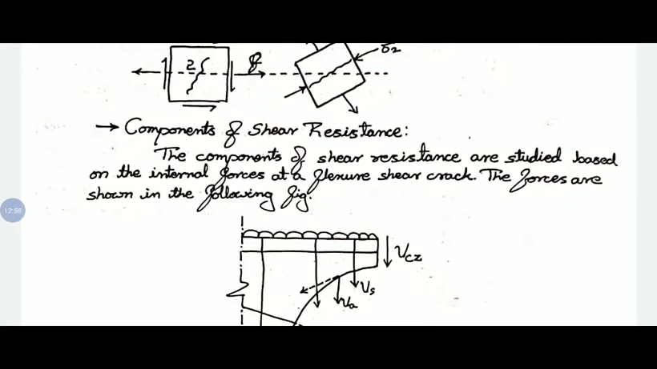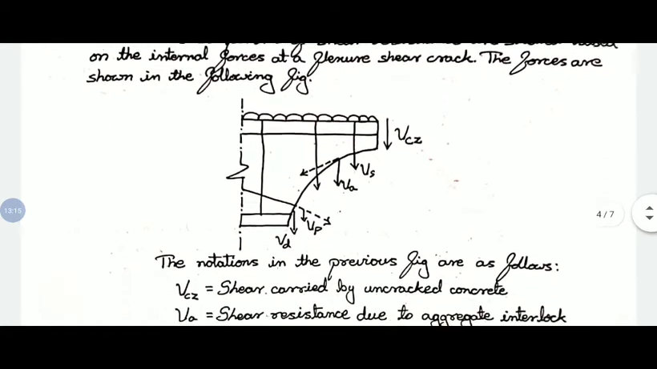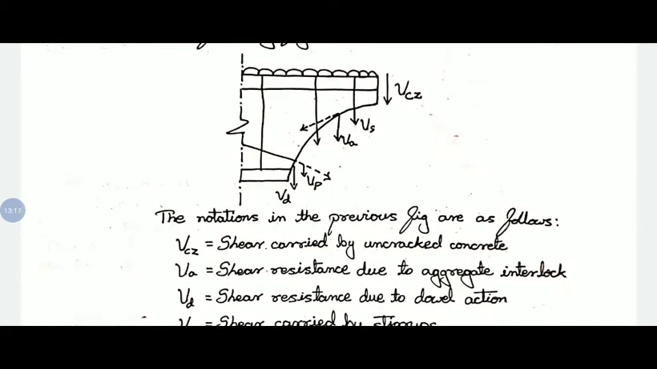Next we need to know what the components of shear resistance are. The components of shear resistance are studied based on the internal forces at the flexure shear crack. The forces are shown in the figure below. So we have different forces here. First let us start from the top one, VCZ. It is the shear carried by the uncracked concrete, the shear force carried by the concrete.